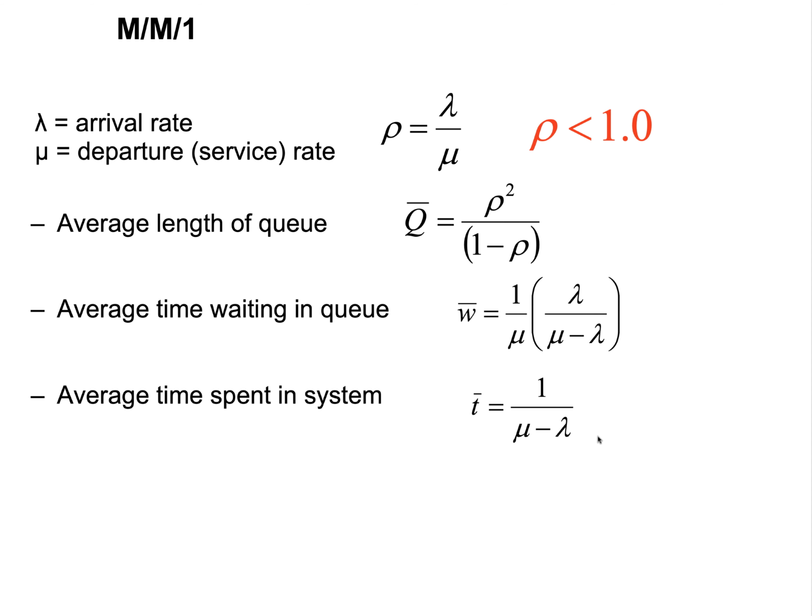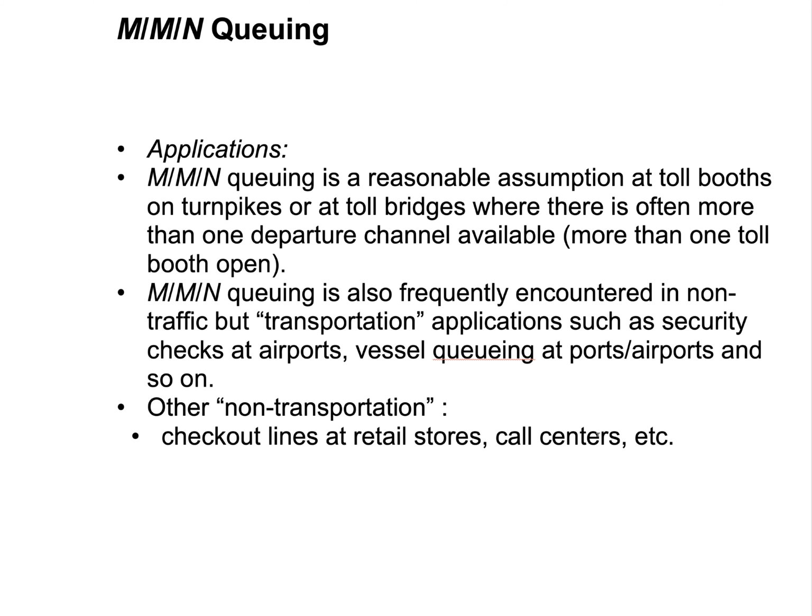So in that case, a distribution of departures about some mean departure rate will result. These are the equations for MM1, where lambda is the arrival rate and mu is the departure rate: the average length of queue, average time waiting in the queue, and the average time spent in the system. So MMN queuing, where you might have more than one channel. In this class, we will focus mostly on having one channel.